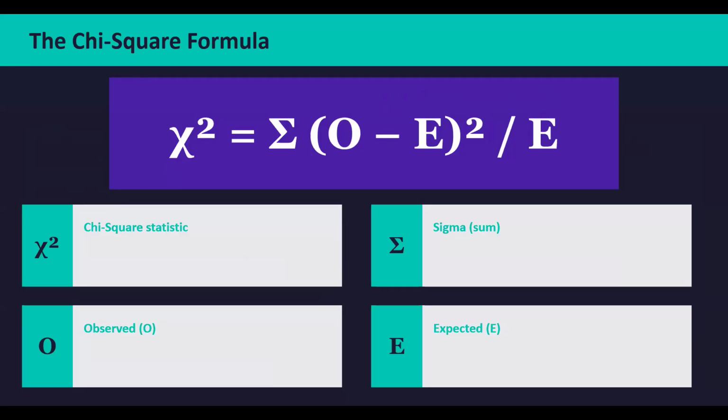Now let's look at the formulas. The formula is very simple, right? We have chi-square, and this is the summation sign, sigma, which sums up all the squared terms. Here, O is the observed frequency, and E means the expected frequency.